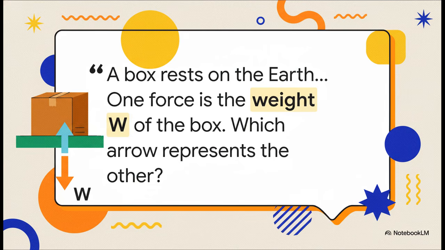So picture this, a classic question. A box is just sitting there on the earth. Its weight, W, is pulling it down. The question asks, what's the other force in the Newton's third law pair? And almost everyone points to the upward force from the ground. And that's exactly the trap.